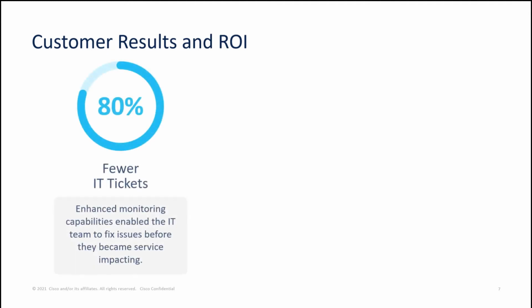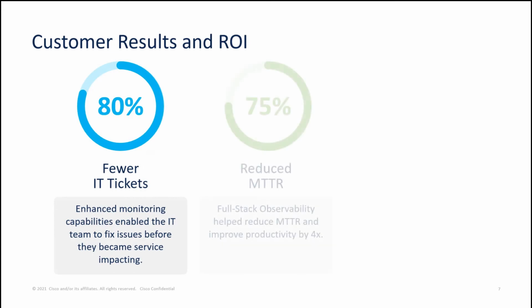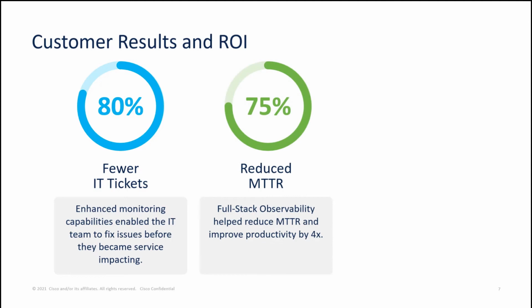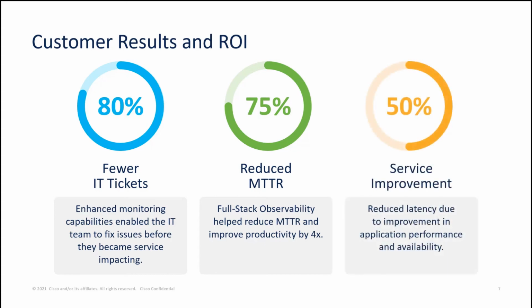By adopting Cisco's Full Stack Observability solution, the IT team was able to reduce 80% of the trouble tickets and fix issues before they became service impacting. Reduce mean time to repair by 75%, leveraging capabilities within Cisco FSO solution to quickly identify the issues. Enhance user experience by 50% improvement in application performance. Let's get started with the live demonstration.